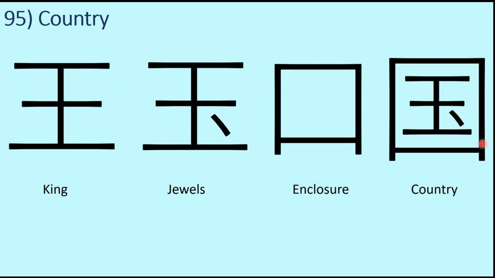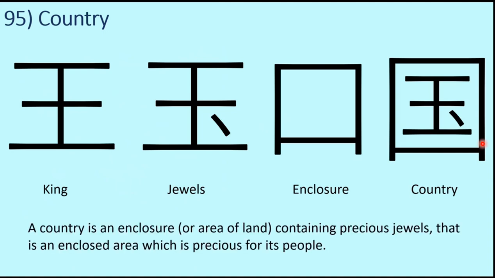Now how do we interpret this? How do we interpret why jewels plus enclosure represents a country? The interpretation is that a country is an enclosure or an area of land containing precious jewels. That is, it is an enclosed area which is precious for its people. Also you can imagine, if you consider this as related to the king, then an enclosure which is ruled by a king or a ruler. That is also a country. So this is how we can interpret this character.